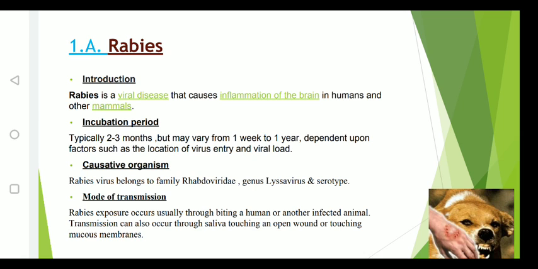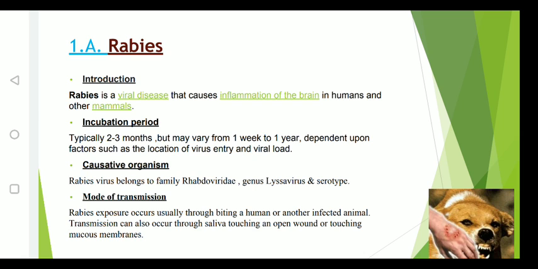The incubation period of rabies is typically 2 to 3 months, but it can vary from 1 week to 1 year. So how does it vary from 1 week to 1 year? It depends on the location of the virus entry. Depending upon the entry of the virus, the incubation period will vary from 1 week to 1 year. Okay, so that's the main point in the incubation period.